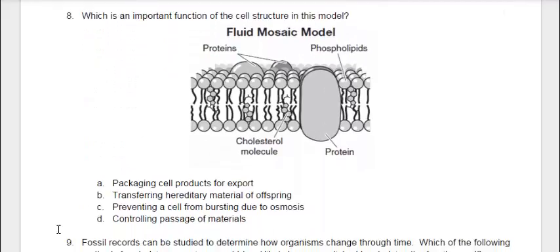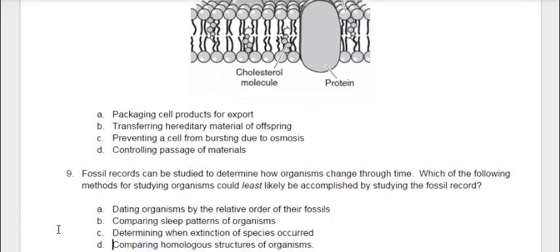Number 8. Which of these is an important function of cell structure in this model? We have the fluid mosaic model: proteins, phospholipids, cholesterol molecules, and proteins. A, packaging cell products for export. B, transferring hereditary material to offspring. C, preventing a cell from bursting due to osmosis. D, controlling passage of materials.